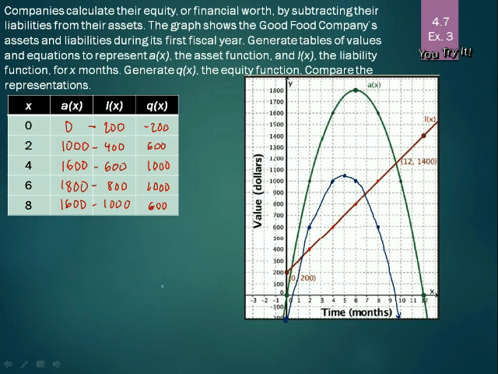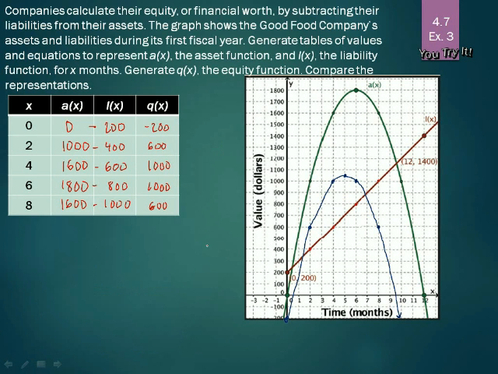Okay, so we have our new graph there, and it appears that they started out in debt, with their value negative when they started the business. They started doing really well. Their equity went up, meaning that they had a lot more assets than liabilities here by 5 months, and then their business started declining again until around 9.5 months that they went back into debt. So meaning that they owed more than they have. So let's go ahead and look at the equations also.